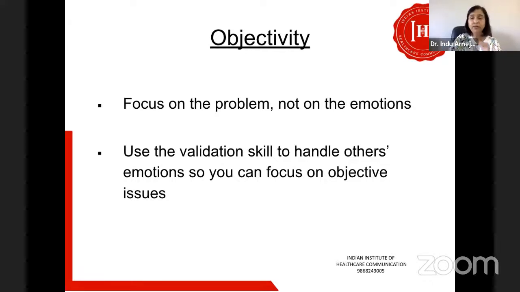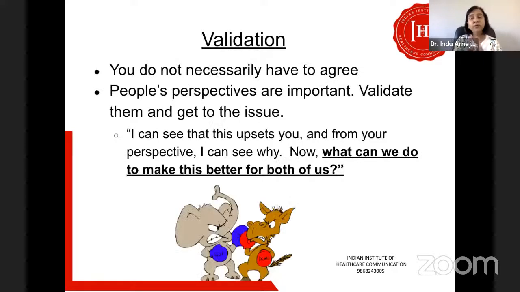A lot of time when you validate the other person's emotional state of mind, it brings calmness in their approach. So validation is a very good way to acknowledge the other person's state of mind or emotions, and that will create a dialogue between you and the other party. You're not necessarily agreeing with the person, but you are trying to understand their point of view. For example, when you make a statement like this: I can see that this is very upsetting, and from your perspective, I can see why.